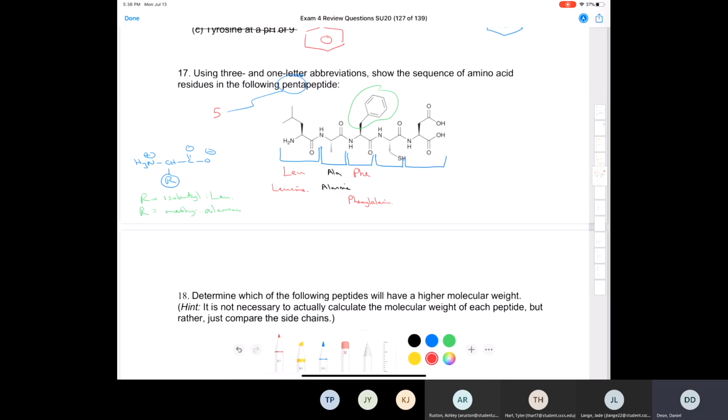The next one is cysteine. So CYS. You should pronounce it cysteine. And the last one is aspartic acid. So ASP is aspartic acid. Anyhow, you just have to be able to identify these amino acids by looking at their R groups. And I'll circle all of the R groups if you want to go back and look at them again.